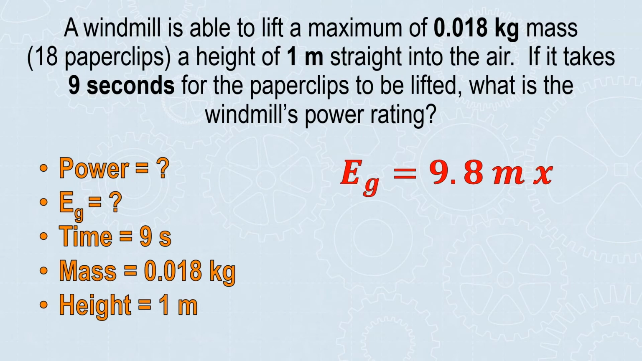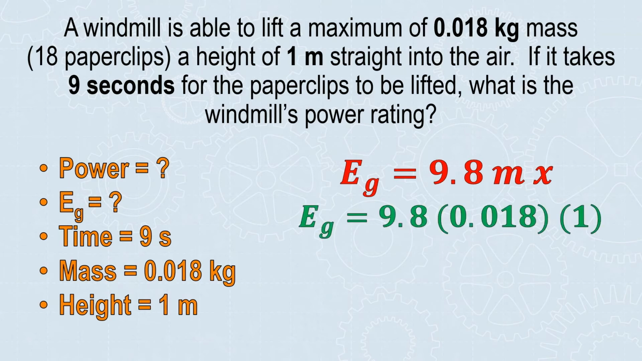Here's our basic gravitational potential energy formula. 9.8, the gravitational force constant of Earth, times the mass of the object, in this case the paper clips, times x. This is the height, the distance that the paper clips were displaced. I write out my formula so I can substitute in directly below. 9.8 remains 9.8. The mass is 0.018, or about 1 gram per 18 paper clips. It traveled 1 meter straight up.